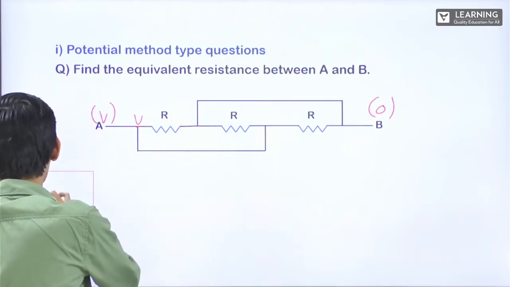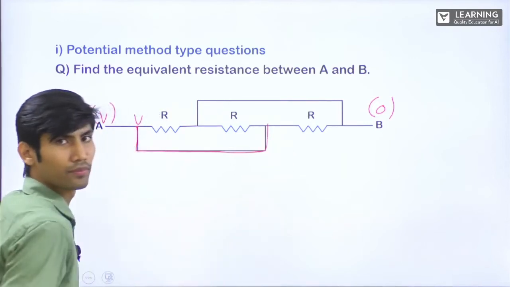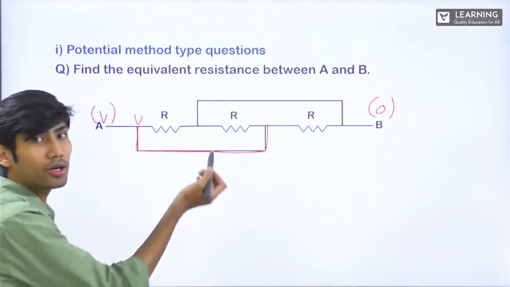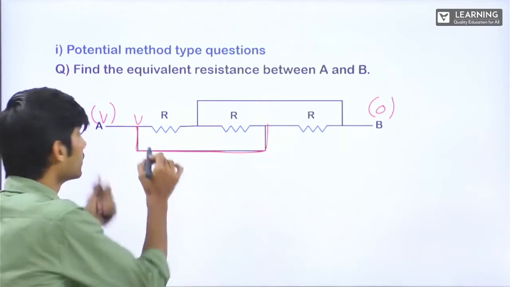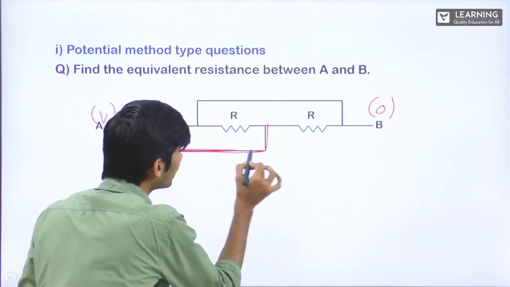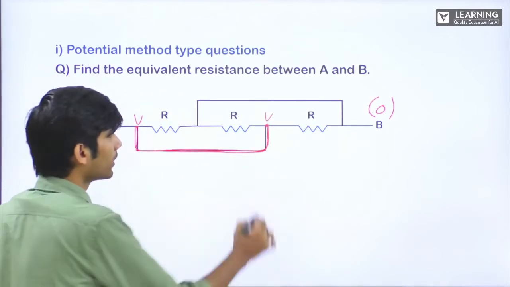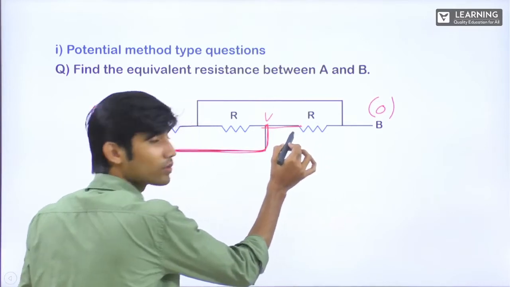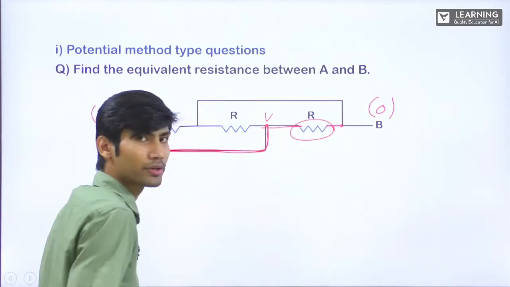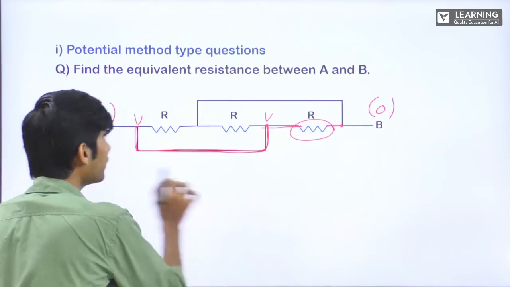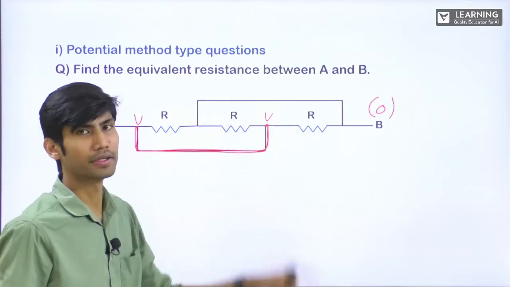Now, if I see this particular path, there is no resistance in the middle. Potential drop will not happen, right? There is nothing which is actually dropping this potential. So it will be V. Here also it will be V. Correct? Then from here, if I go again, there is a resistor, there will be a potential drop. So here there will be a different potential. It will not be V. So V will be at 2 points, here and here.